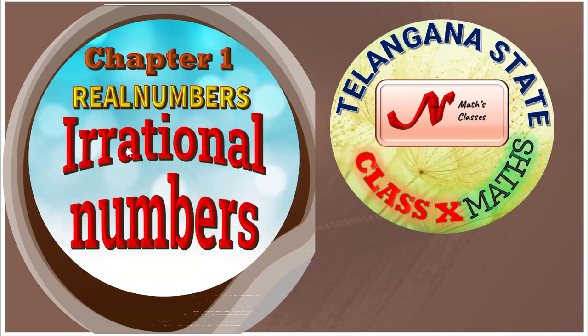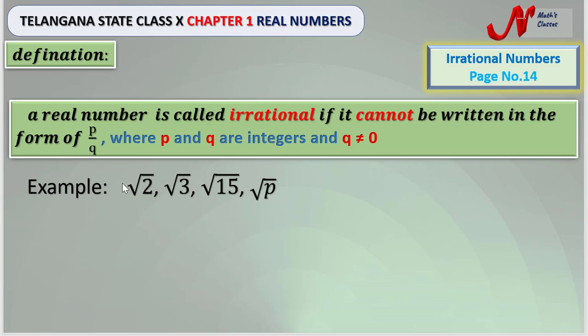Today's session we are going to discuss irrational numbers. We already know about the definition of irrational numbers, so we recall the definition. A real number is called irrational if it cannot be written in the form p by q, where p and q are integers and q is not equal to 0. We already know p is the numerator and q is the denominator.